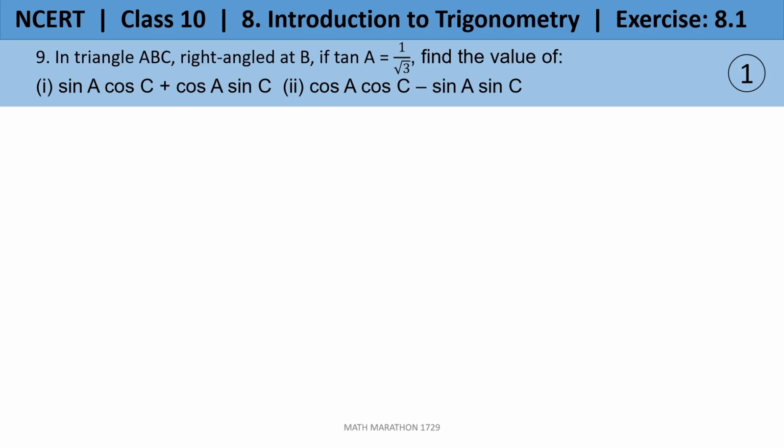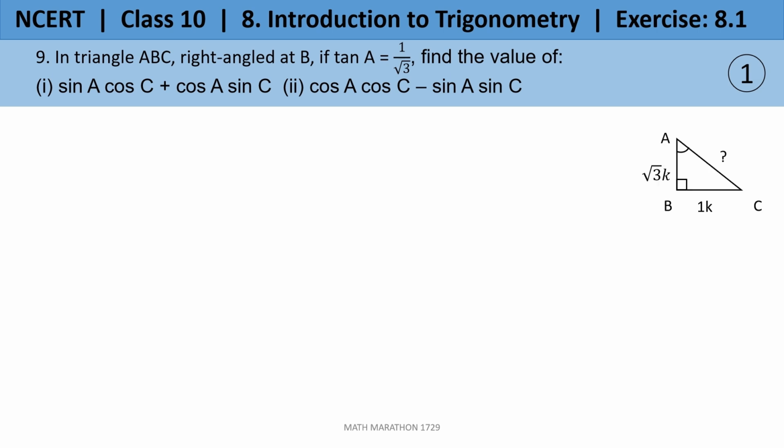In triangle ABC, right angled at B, if tan A is equal to 1 by root 3, find the value of Section 1: sin A cos C plus cos A sin C. Section 2: cos A cos C minus sin A sin C.